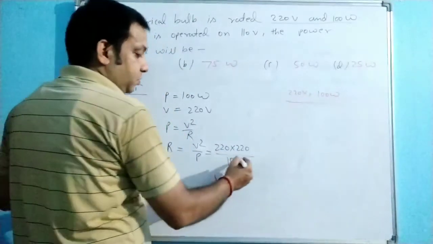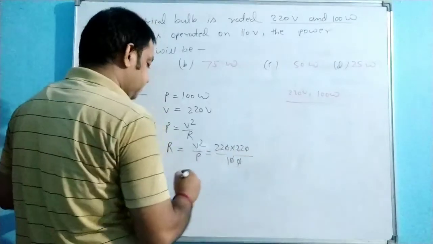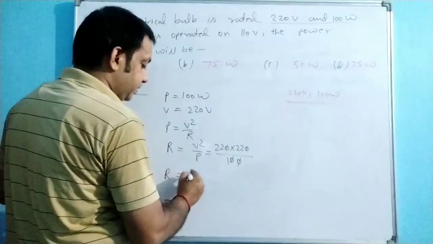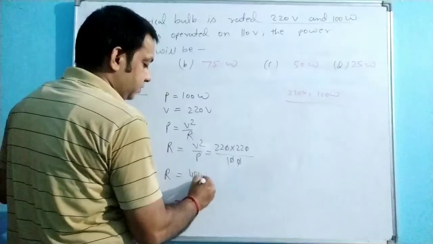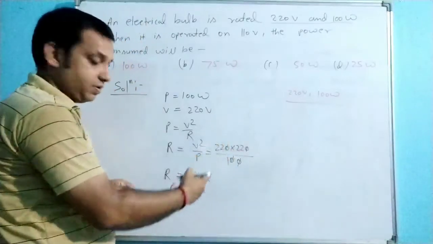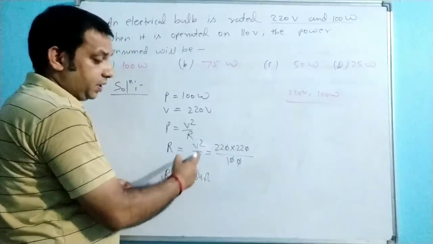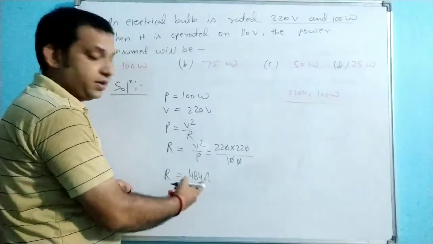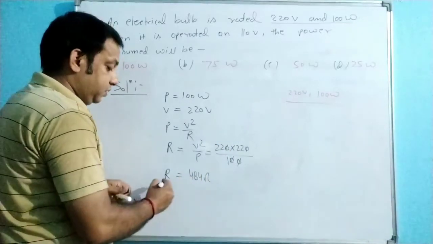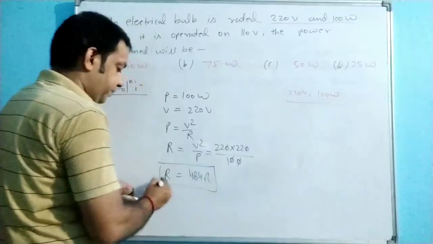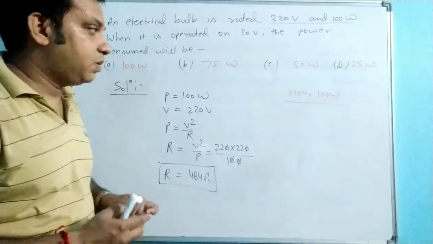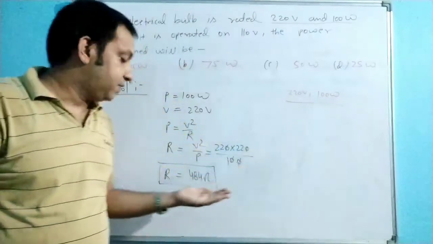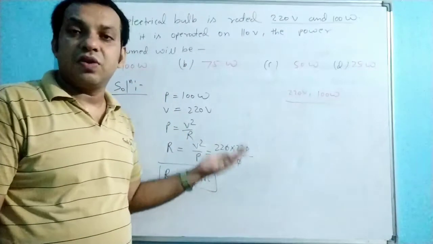Clear? So 0 cancel out. So the value of R is 484 ohm. 22 times 22 is 484, so again 22 times 22 is 484 ohm. So this is the value of the resistance. Right now? So with the help of the power rating, I have calculated the value of the resistance offered by the bulb.